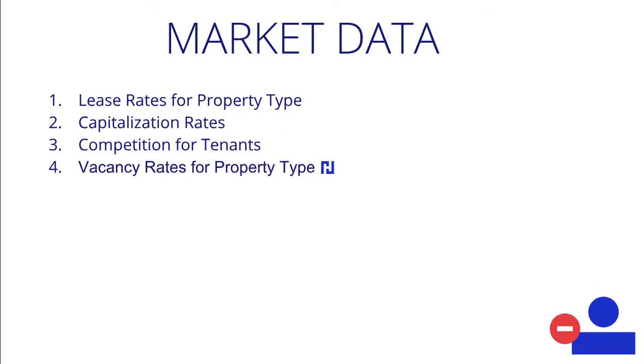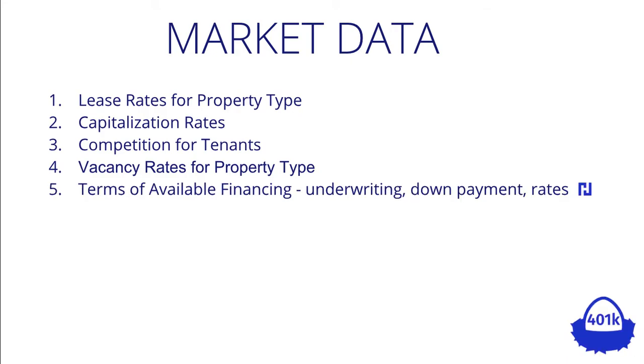Vacancy rates. Vacancy rates may differ based on different property types. Terms of available financing. Items such as underwriting, down payment required, and mortgage rates will all determine the terms of available financing, and this will be market specific.